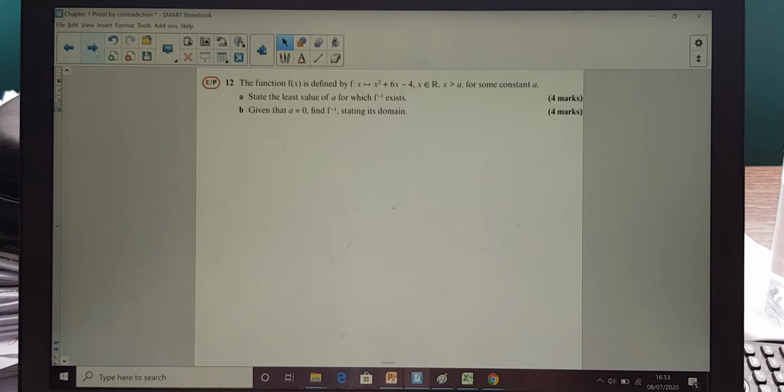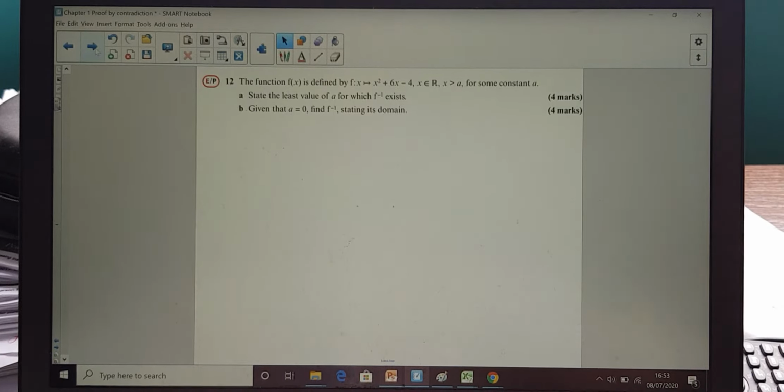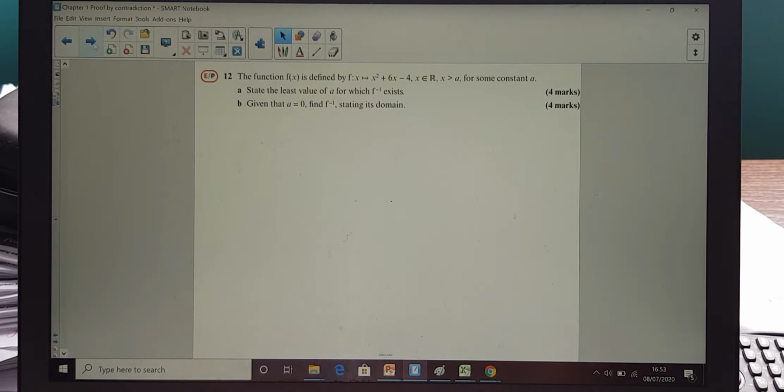Okay, hello guys. I'm going to go through question 12 from the mixed exercise. It was one of Miss Fisher's challenge questions, which I thought was a really good question though. It really tested our understanding. It was very confusing, so I'm just going to go through it now.